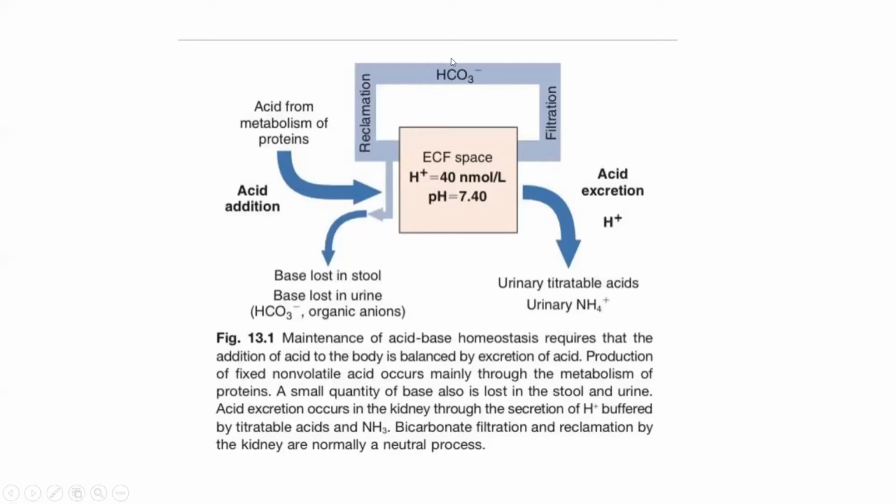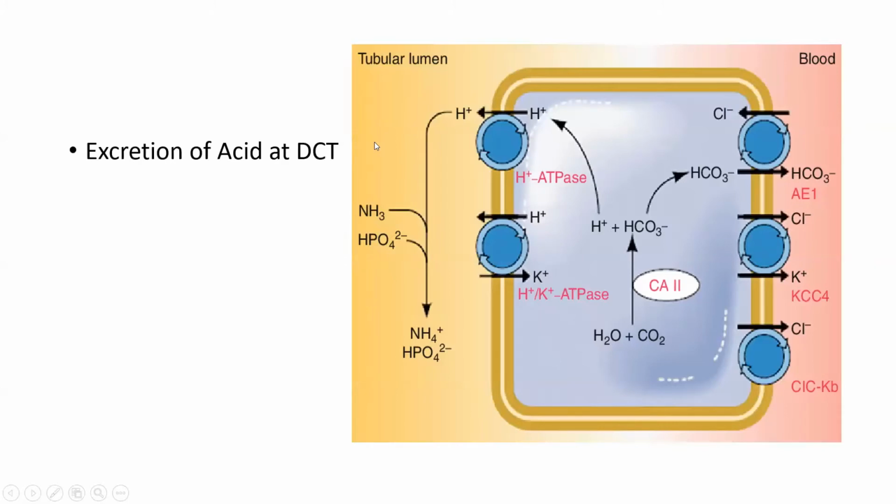So any interference with all this flow chart over here will actually interfere with your blood gas in your body. Okay, so this is a diagram of your distal convoluted tubule. You see that we have excretion of acid, which is your H+, through the H+ ATPase pump into the tubular lumen. And when you excrete your hydrogen ion, normally there will be absorption of bicarb over here. And then this is your carbonic anhydrase 2 enzyme.